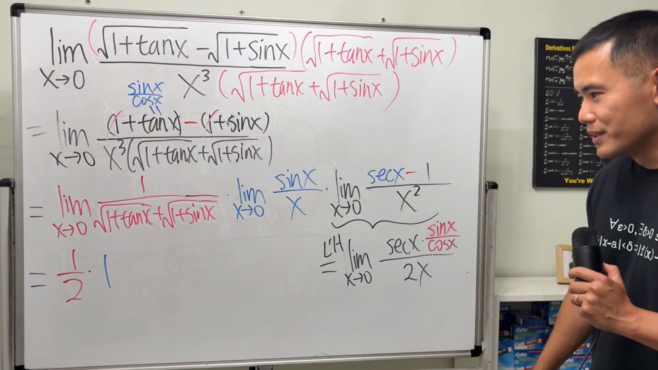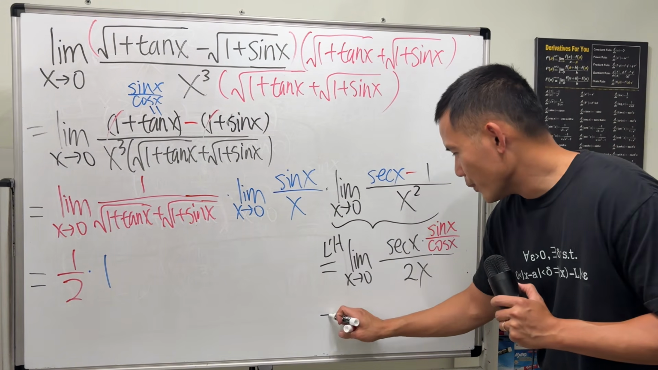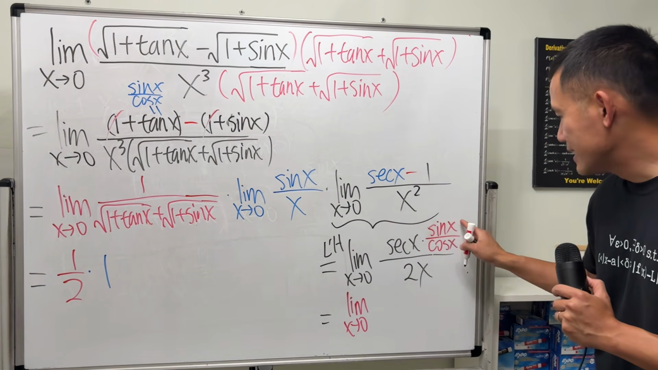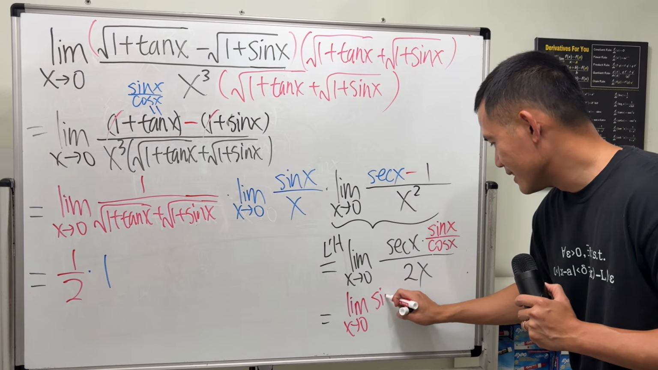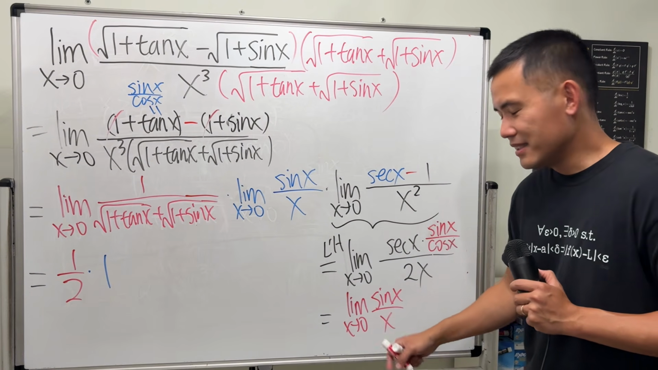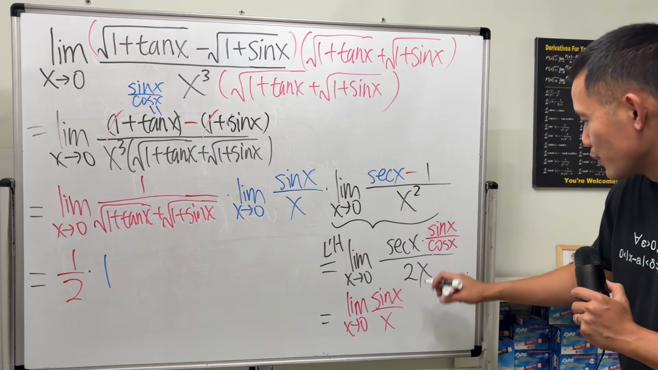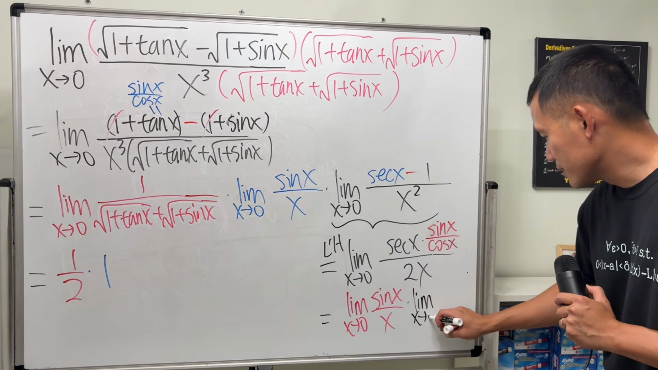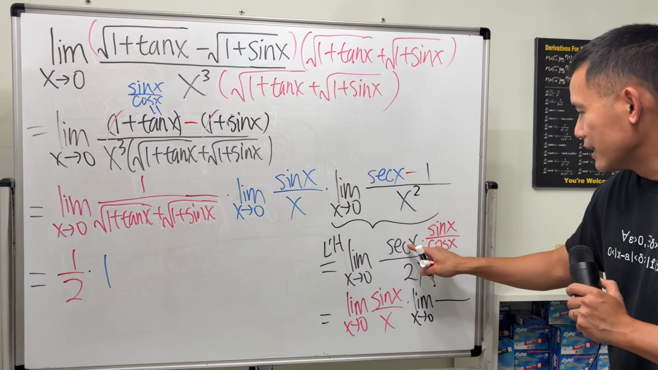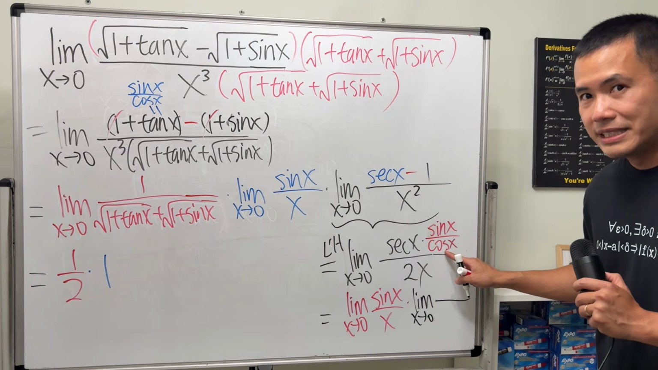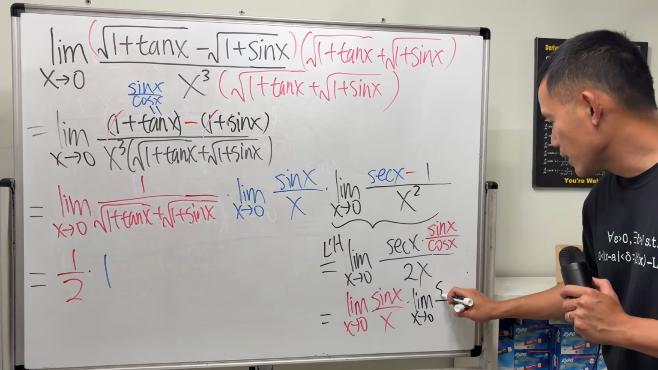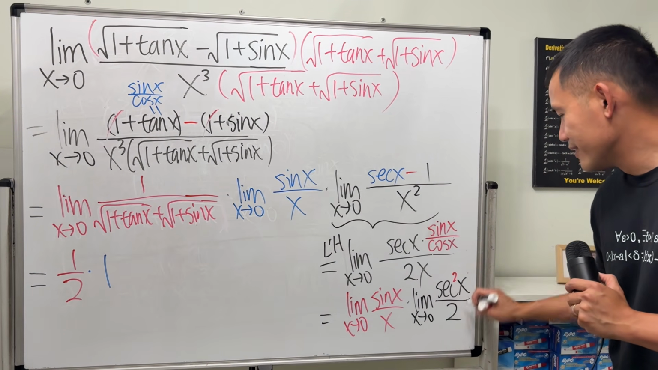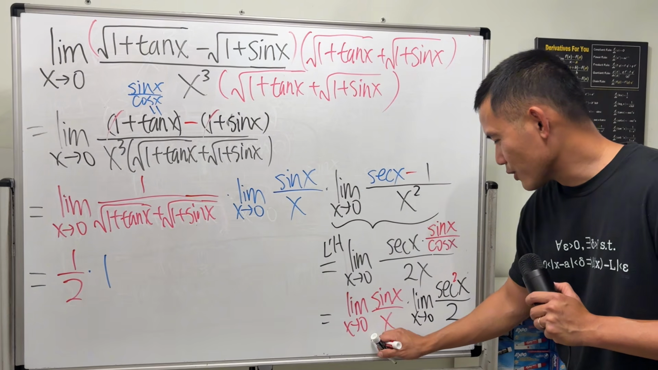And what we will do is use the limit law again. We will look at the limit as x approaching 0 of sine x over x. And once again, this is just going to be 1. And then the rest is what? Here we have the limit as x approaching 0, and we have secant x, and this is also secant x because 1 over cosine. So here we have secant squared x over 2. Guess what? This right here is just going to be 1.